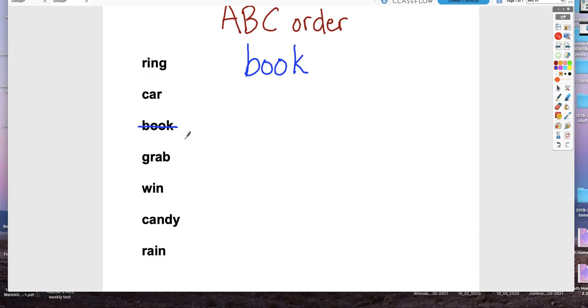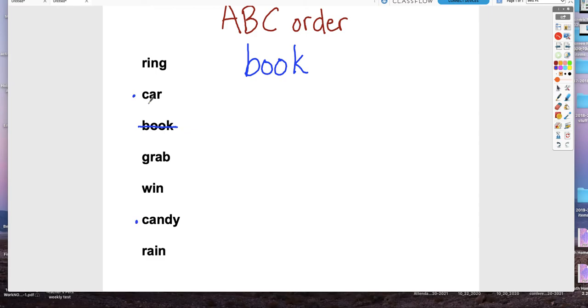Now I'm looking for words that start with B. Any more words that start with B? Nope. So now I'm going to look for words that start with what letter, JB? C. After B comes C. Do I have any words that start with C? Yes! Oh, tricky. How many words do I have that start with C? 2. I have the word car, and I have the word candy. They both start with C.